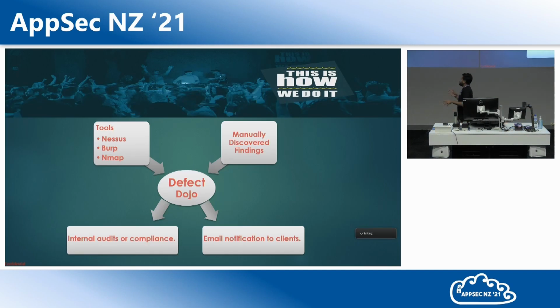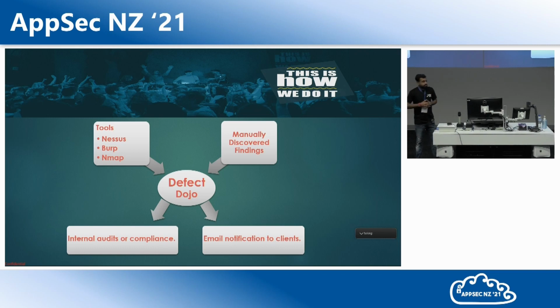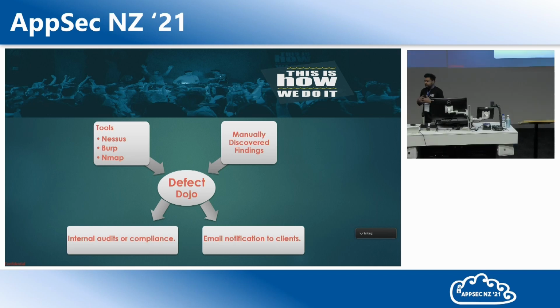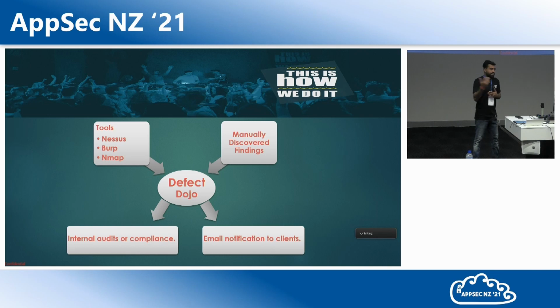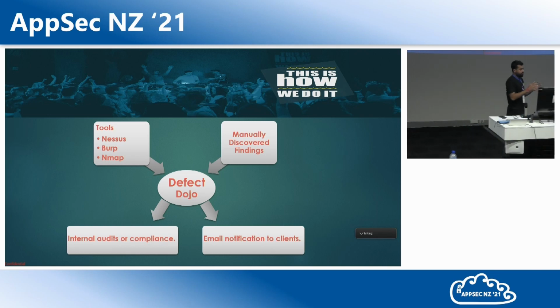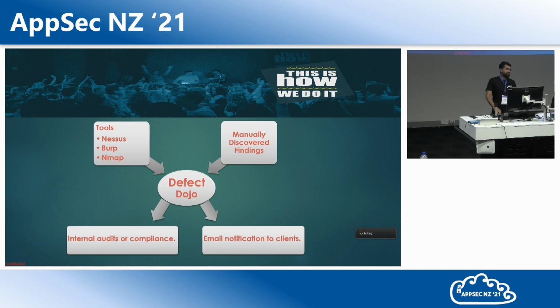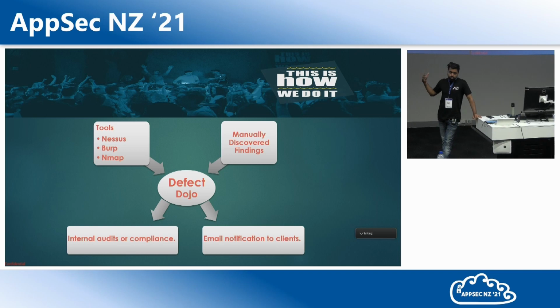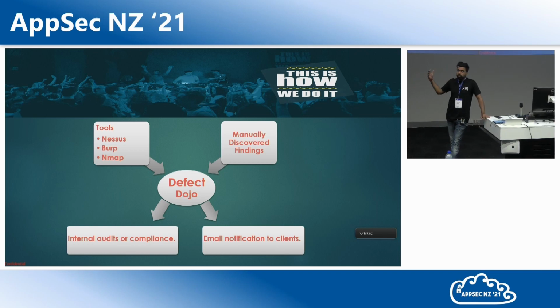Now, this is how we do it. It's like a recap. So I basically use these three tools, Nessus, Burp, and Nmap, import the findings in DefectDojo, and also manually discovered findings. You can manually create findings in DefectDojo, and after that, we validate all the findings, eliminate false positives, and send out notifications to our clients. Now, if you repeat this process regularly, you can also use this tool for your internal audits or compliance purposes.